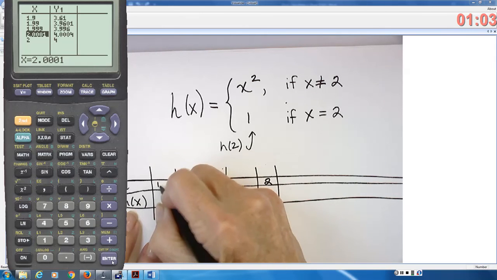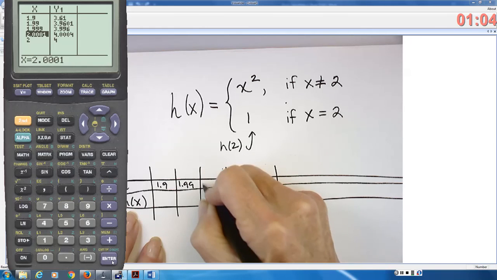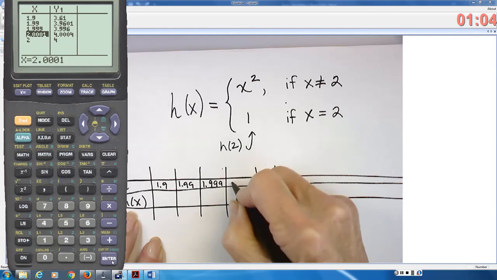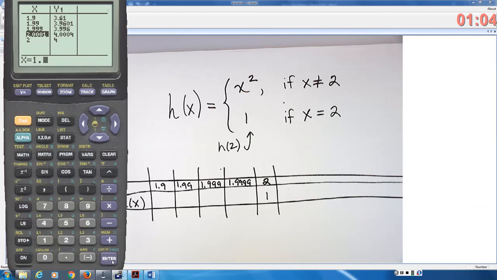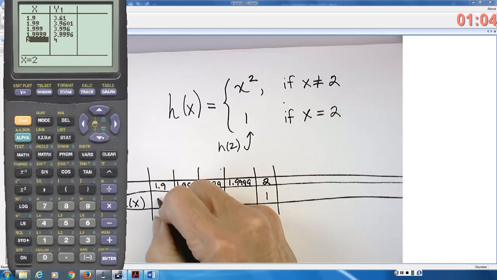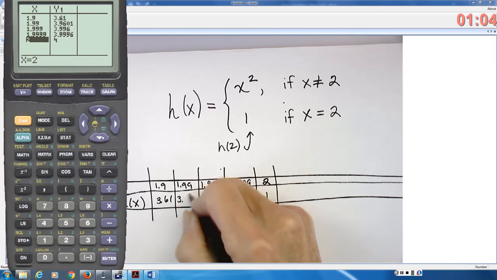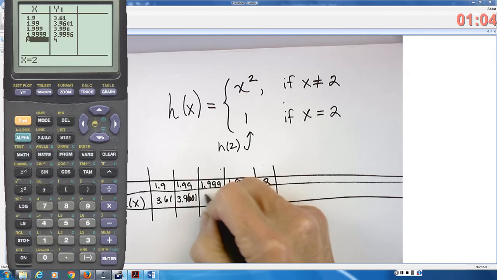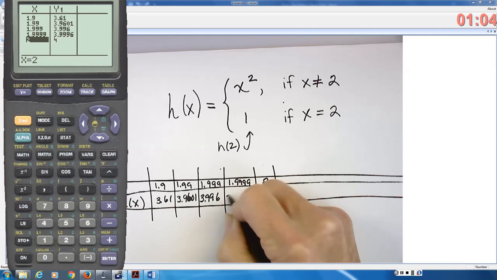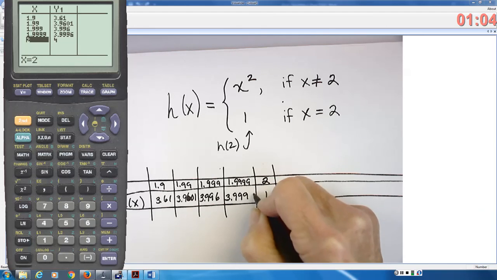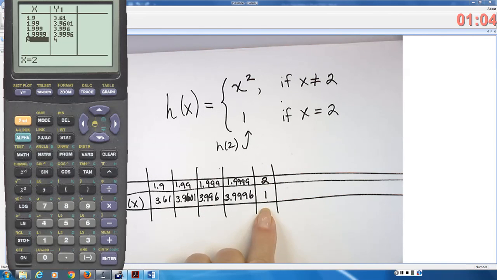So if I go 1.9, 1.99, 1.999, and 1.9999, I see the same thing happening that happened before. I get 3.61, 3.9601. We'll just go with the rounded answers here. 3.996 and then 3.9996, and then suddenly it's 1.